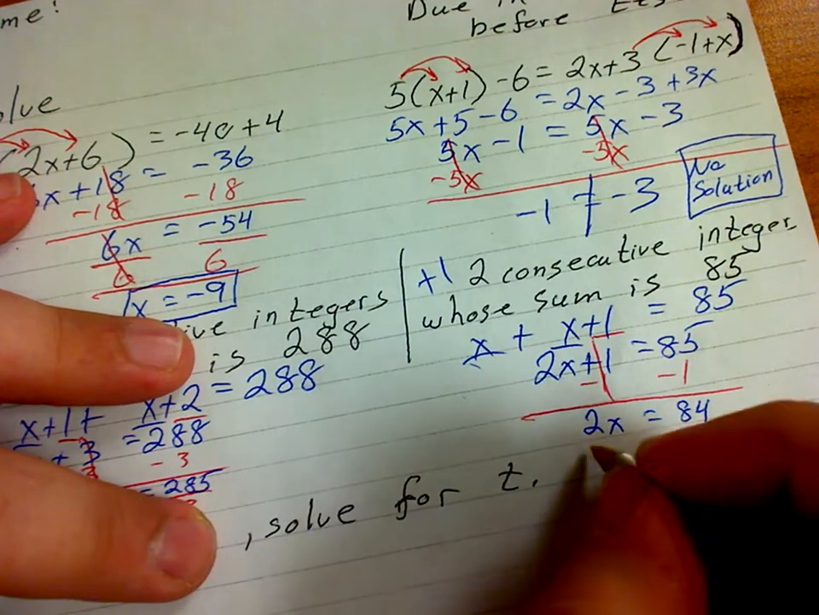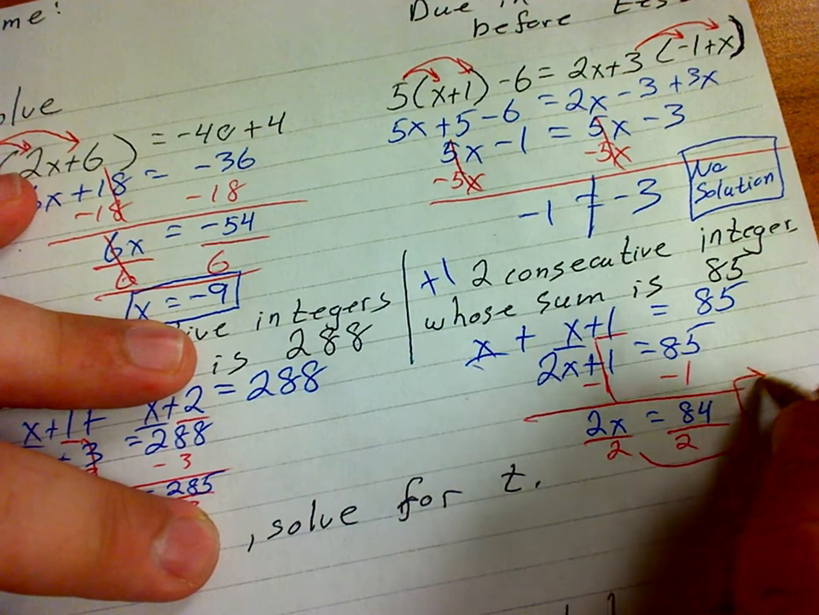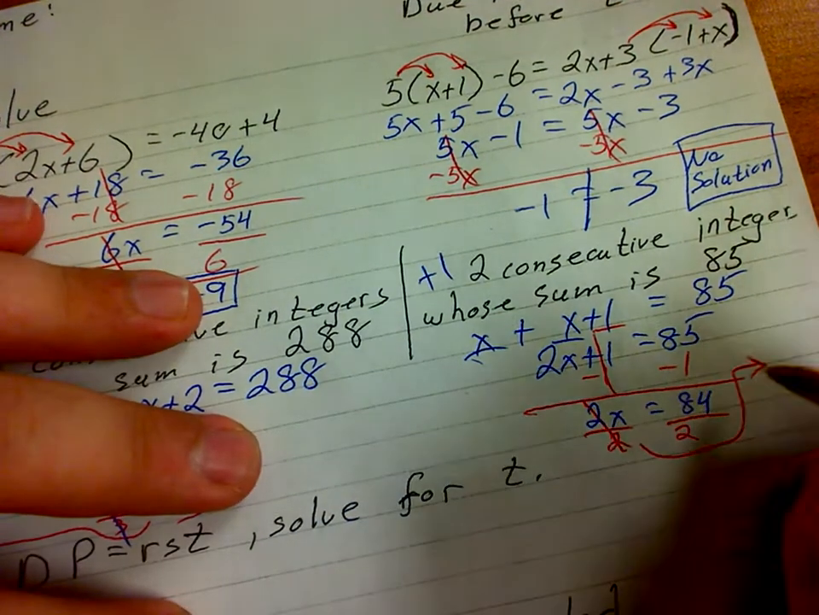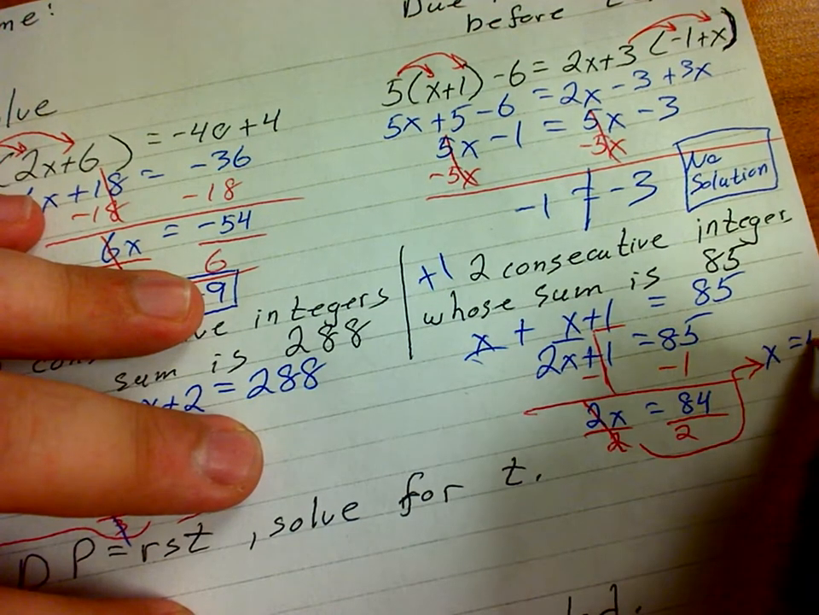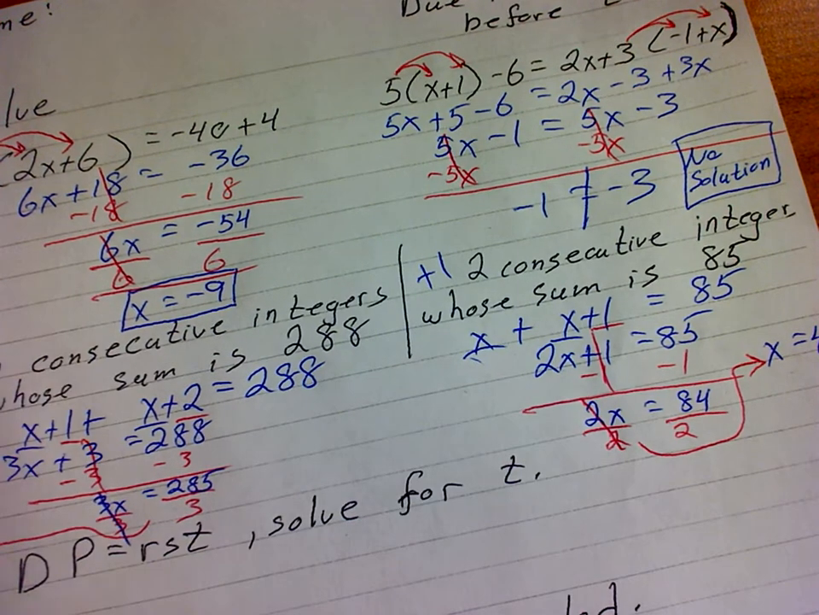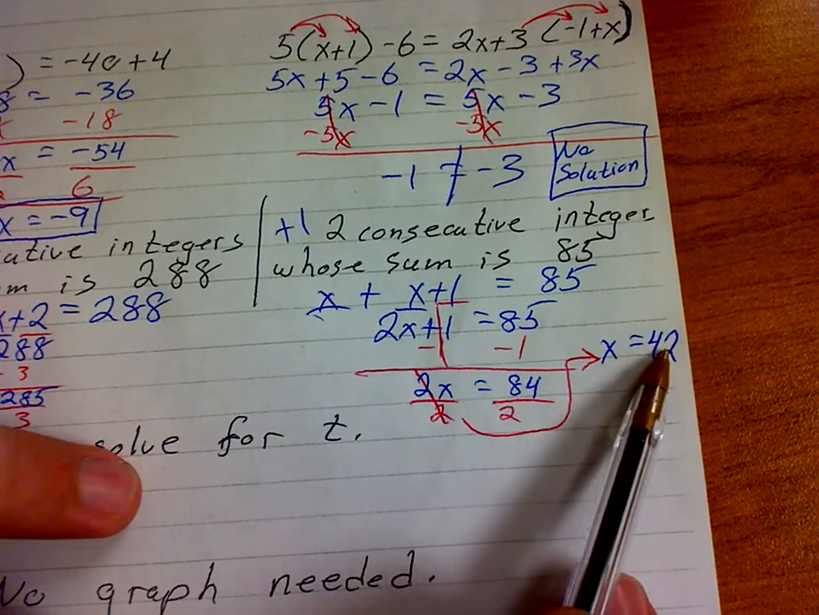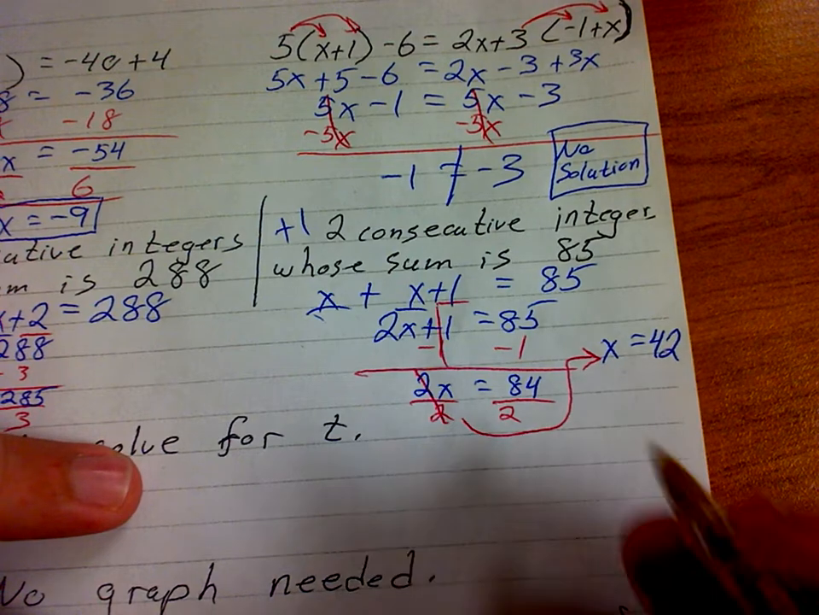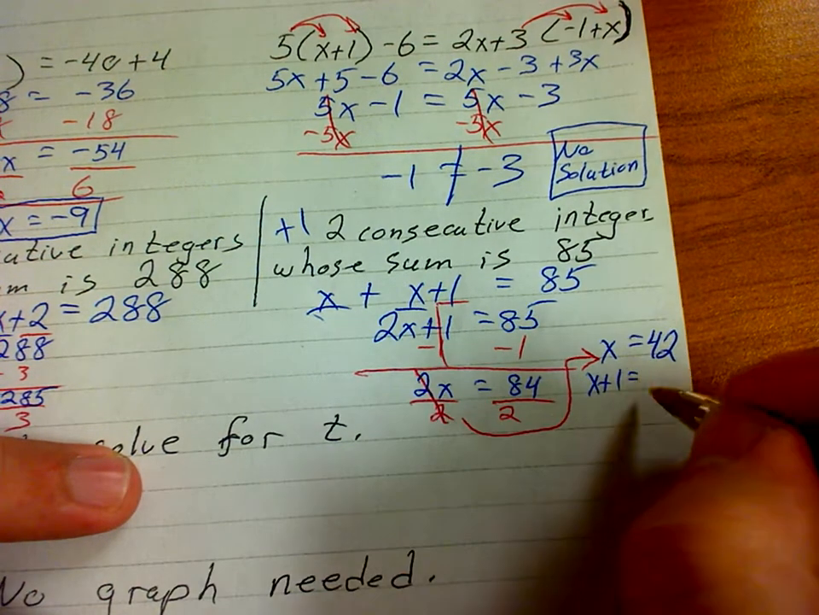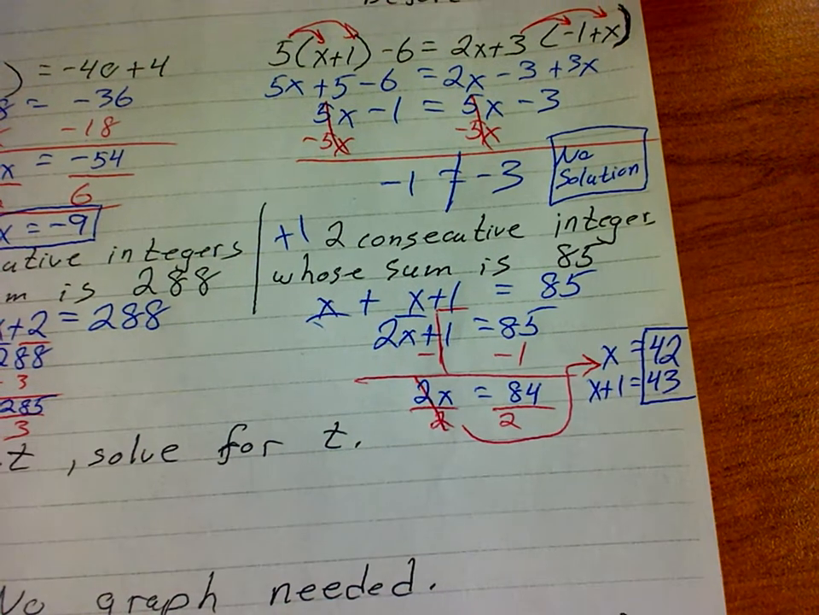Okay? And then we're going to divide both sides by 2. Oops, sorry about that. Let me try that again. Dividing both sides by 2, the 2's on the left cancel out, and it makes it x is equal to 42. And once again, that's our first answer, but we also want to find x plus 1, which would have been 43. So our 2 answers there would have been 42 and 43.